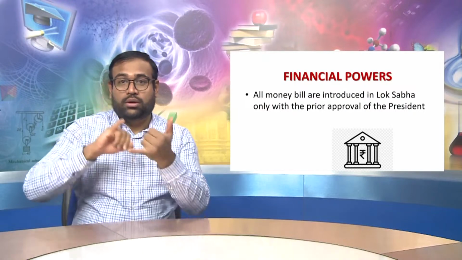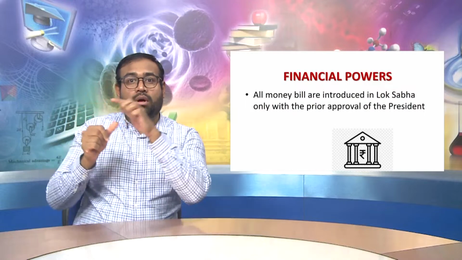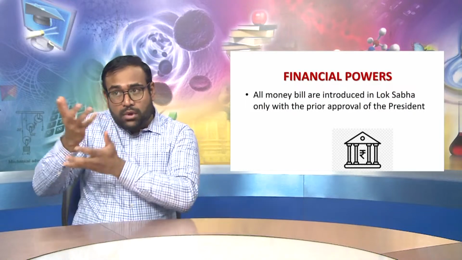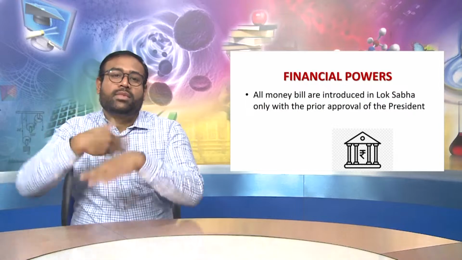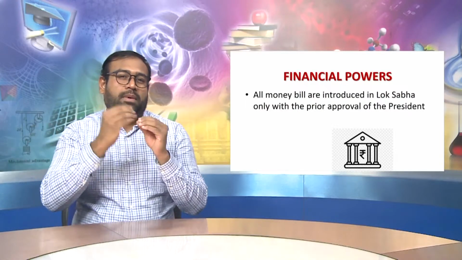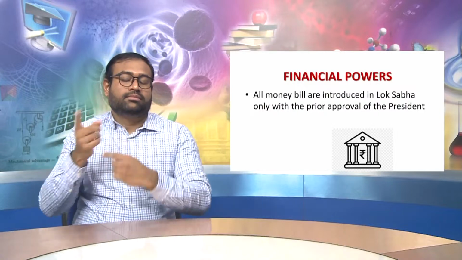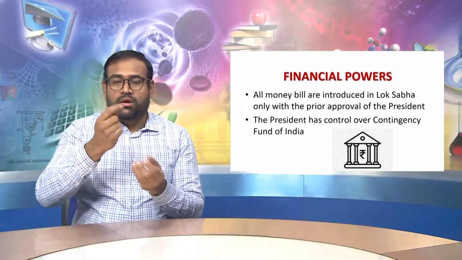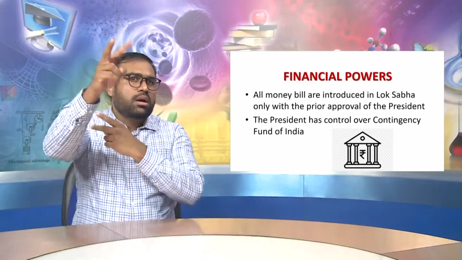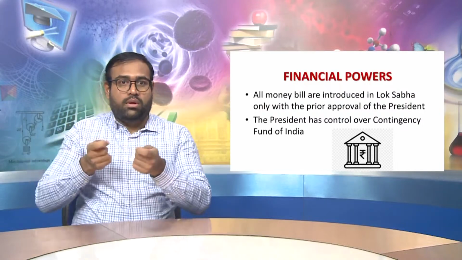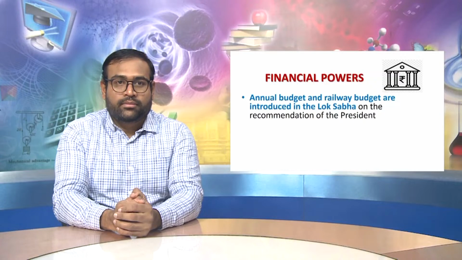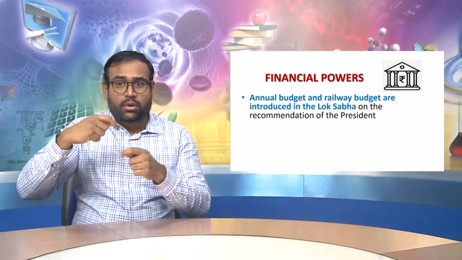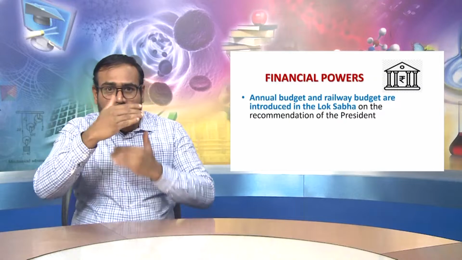Next power is financial power. All money bills are introduced in Lok Sabha only with the prior approval of the President. The President has control over contingency funds of India. Annual budget and railway budget are introduced in Lok Sabha on the recommendation of the President.